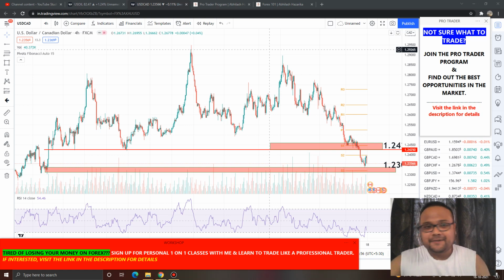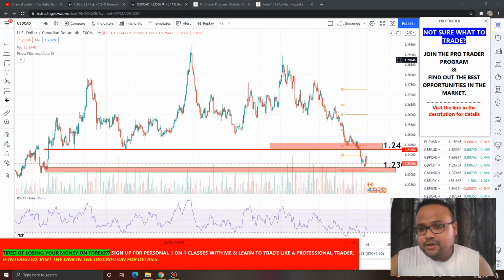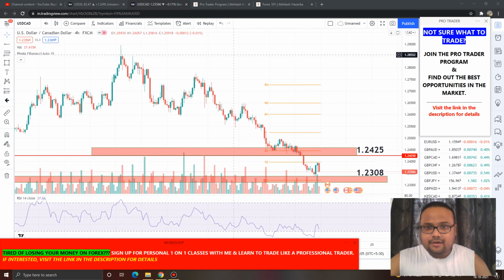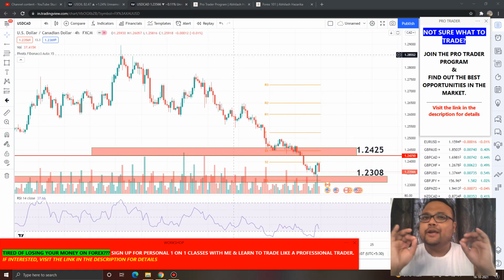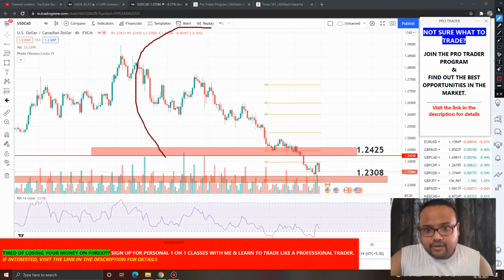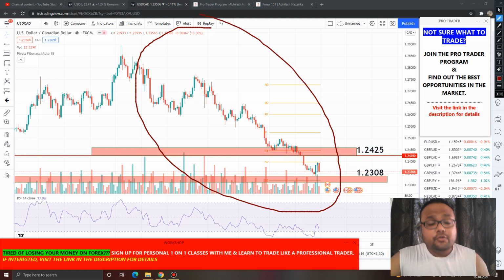So let's get started. This is the Forex chart of USD CAD in front of us right now, and if we observe the chart, we can see that there is heavy selling going on in the chart of USD CAD. We can clearly see that USD CAD is under the heavy dominance of sellers. This is a downtrend market.